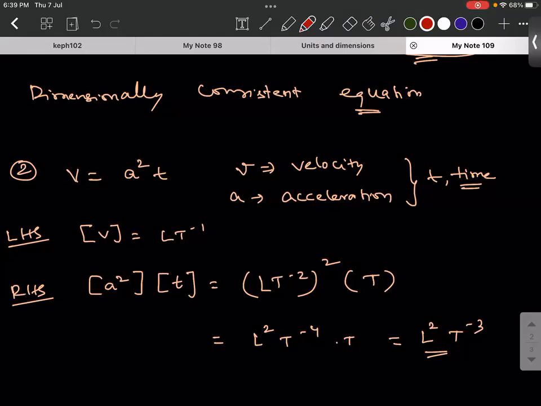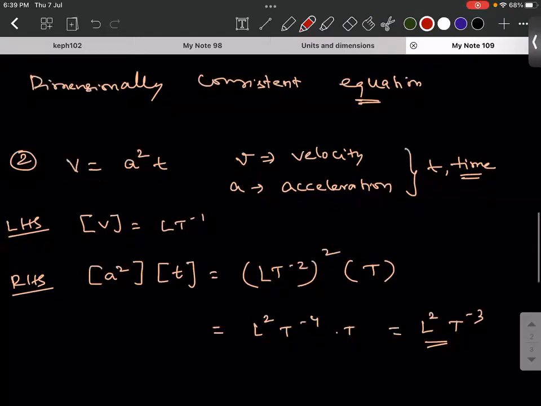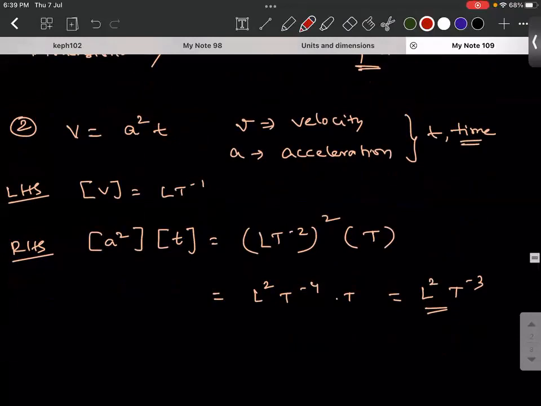Okay. So now you understood the second application, why we use dimensional analysis to find out whether the given equation is a consistent equation or not. Right? LT minus 1 is for the left hand side. For the right hand side, if I write the dimensional formula of a, it is LT minus 2. Acceleration is meter per second square. Meter is length. Second square is time square. Now it makes sense.